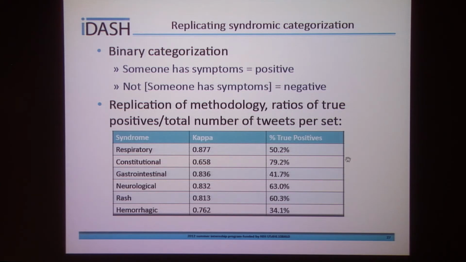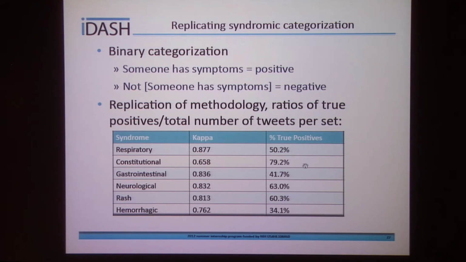You can see the kappa values in the middle column of this table. They're generally good with the exception of constitutional syndrome. And this isn't entirely unexpected since the definition of the syndrome is somewhat general, and keywords include things like being tired or having sore muscles. So these can return some really ambiguous tweets.